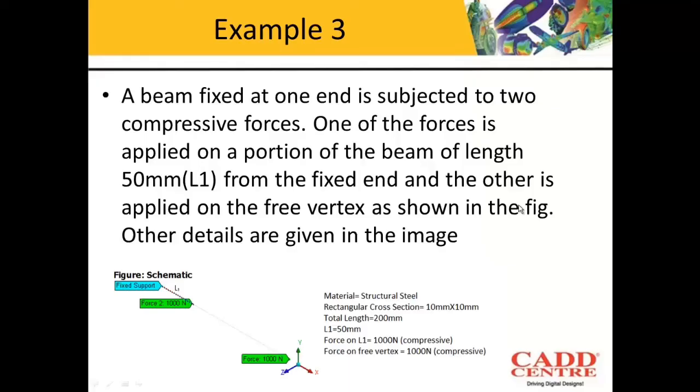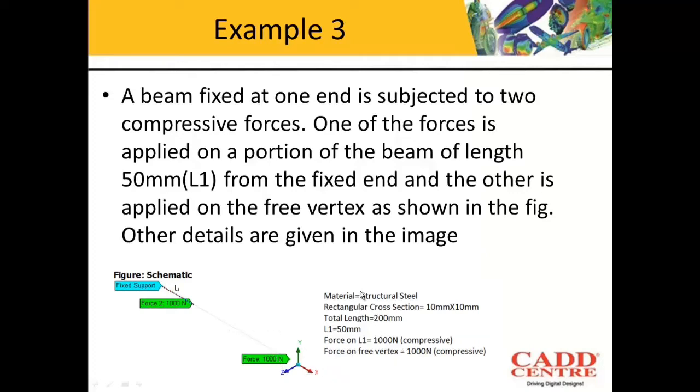Now let us look at the next example for buckling analysis. Now in this case, we are going to perform a buckling analysis on a 1D model. Now let us go through the problem description first. We have a beam which is fixed at one end and it is subjected to two compressive forces. One of the forces is applied on a portion of the beam of length 50 mm from the fixed end, and the other is applied on the free vertex. The values of the forces are given over here. Force 1 and force 2 are both 1000 newtons and they are acting in the compressive direction.